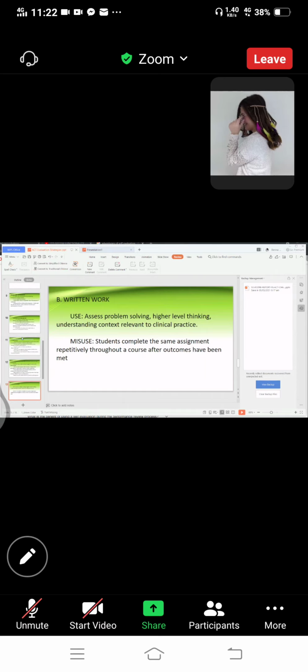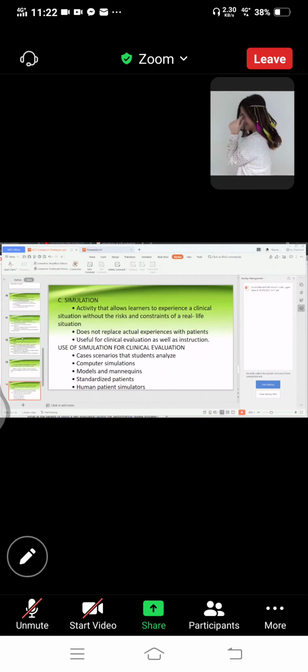Misuse is student complete the same assignment repeatedly throughout a course after outcomes have been met. So, maganda lang siya sa umpisa because you get to know or you get to assess the student's knowledge and capacity to new situations. Pero, kung paulit-ulit na ganun pinapagawa, like for example, NCP, hindi mo na talaga ma-assess yung ibang areas that needs further assessment and evaluation.